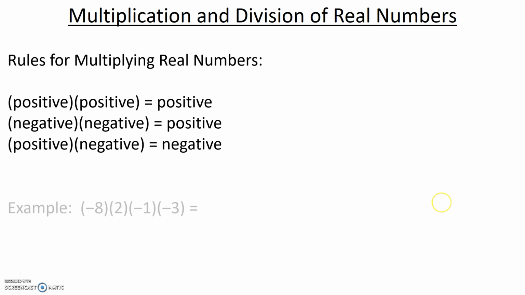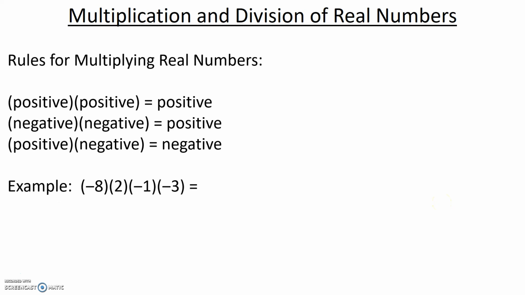Here are some examples. Let's take negative 8 times 2 times negative 1 times negative 3. Going left to right, negative 8 times 2 is negative 16. Let's bring down the negative 1 times negative 3. We have a negative times a positive. That'll give us a negative number.